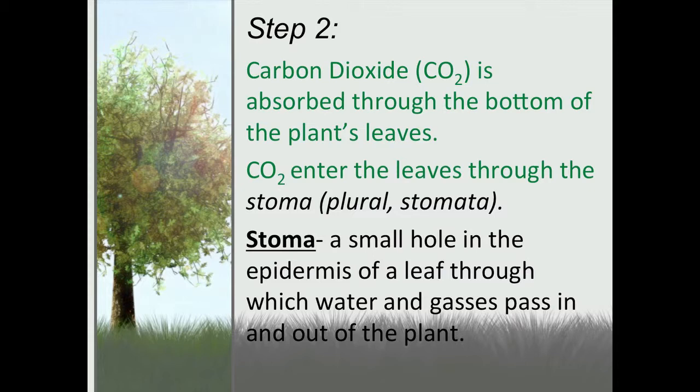Again, step 2, carbon dioxide is absorbed through the bottom of the plant's leaves. CO2, which is carbon dioxide, enters the leaves through the stomata. Stoma, a small hole in the epidermis of a leaf through which water and gases pass in and out of the plant. That's step 2.